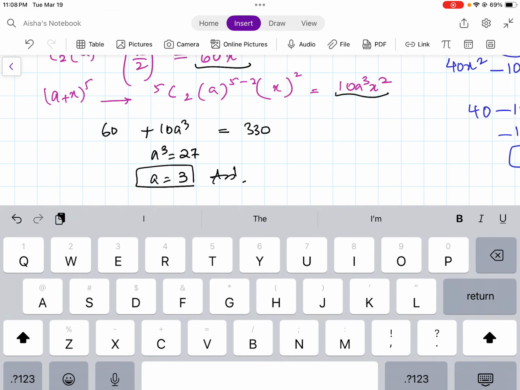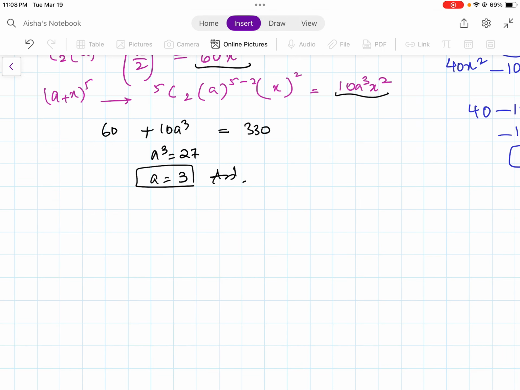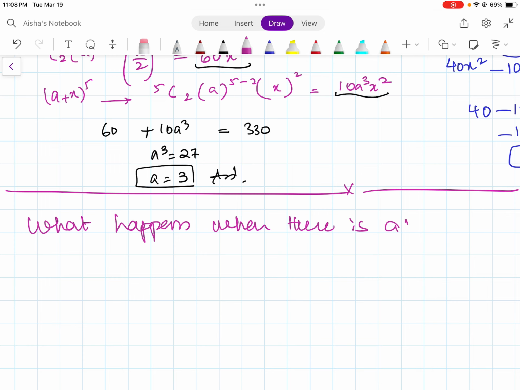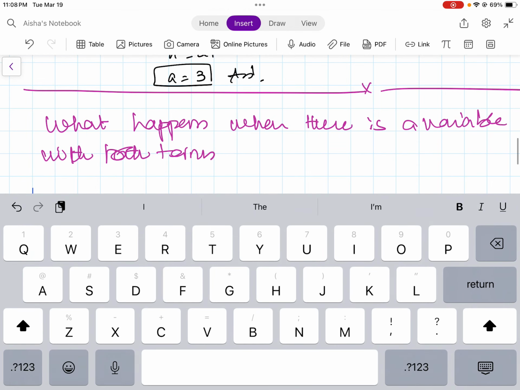Now let's talk about more concepts. Acha, what happens when there is a variable with both terms? How do we go with expansion, or what type of questions to expect?